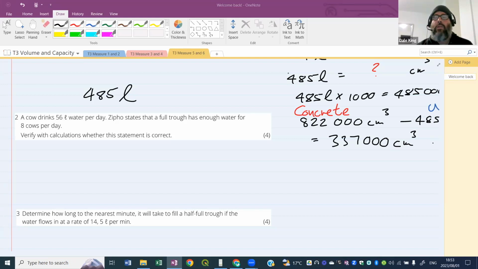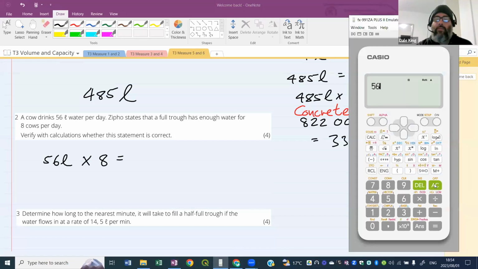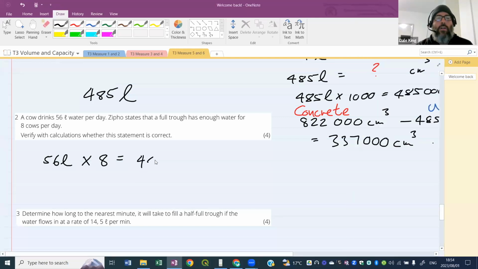All right. We got some answers coming through here. While I'm doing this one, those people that are finished can look at number 3. All right, so let's check. If one cow does 56 liters in a day, and he has 8 cows, we'll multiply that by 8. That's a little bit easier. 448 liters. So 8 cows can do 448 liters in a day.